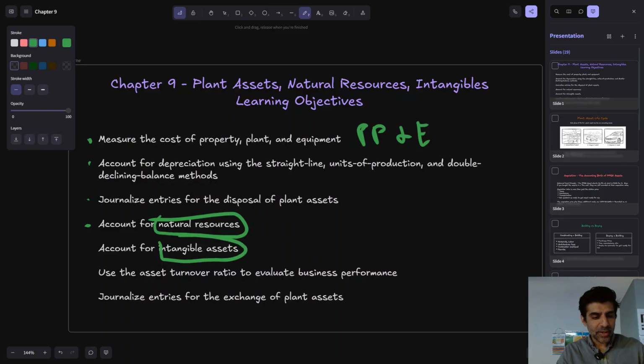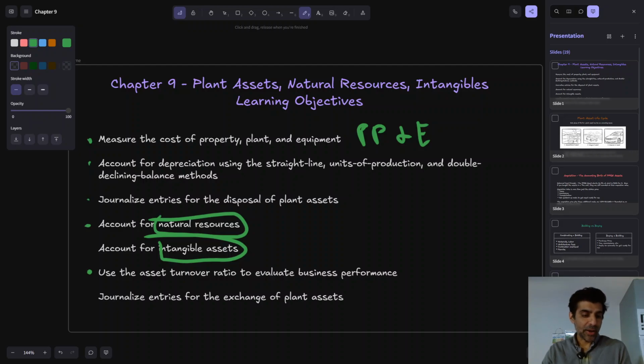We've also talked about intangible assets to some degree, but now we're going to talk about how to deal with those and how they may lose value over time. It's not called depreciation, but there's accounting related to intangibles. And then we have the asset turnover ratio. This is a ratio related to how well you're generating revenue with your assets.